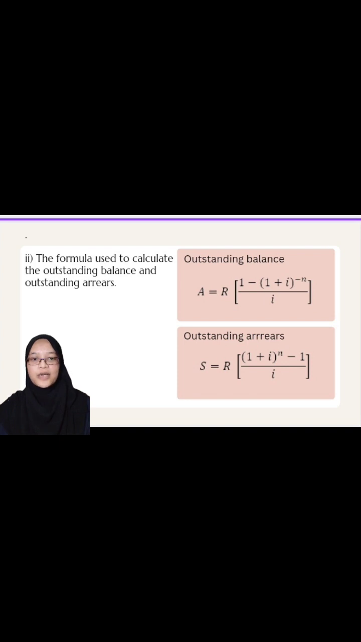Next, I will explain the formula used to calculate the outstanding balance and outstanding arrears. For the outstanding balance, we use the formula A equals R in bracket 1 minus (1 plus i) to the power of negative n, over i. For the outstanding arrears, we use the formula S equals R in bracket (1 plus i) to the power of n minus 1, over i.